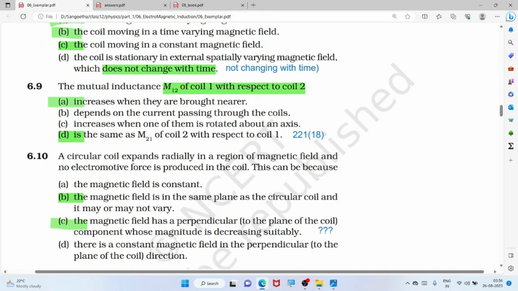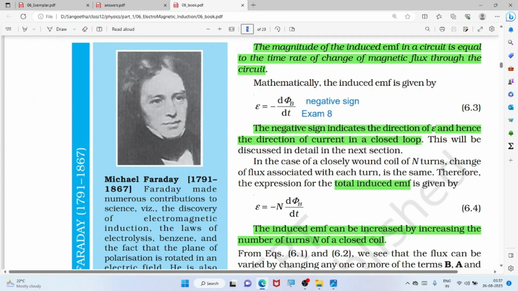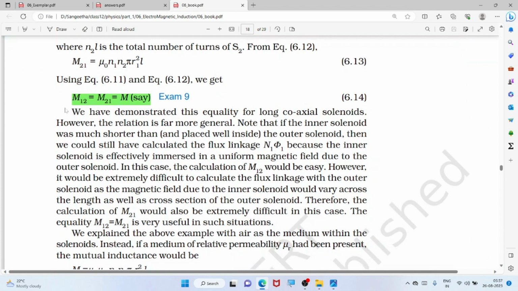The mutual inductance of coil 1 with respect to coil 2 increases when they are brought nearer together. That is, mutual induction will increase when they are closer, and M12 is the same as M21. The mutual inductance of two coils is the same, as I already showed you.